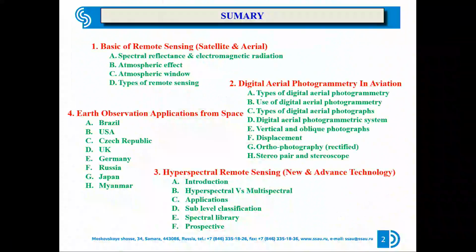So in my whole presentation, I will explain basics of remote sensing, satellite remote sensing and aerial photogrammetry. I will cover remote sensing, then also digital aerial photogrammetry, as not only satellites, we can use aircraft also for collecting information. Right now, scientific community is using hyperspectral remote sensing. It's new and advanced technology. So how is it better than multispectral remote sensing? I will explain about that.